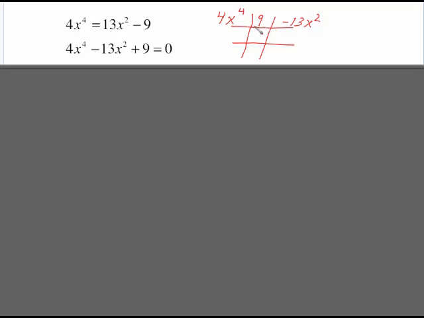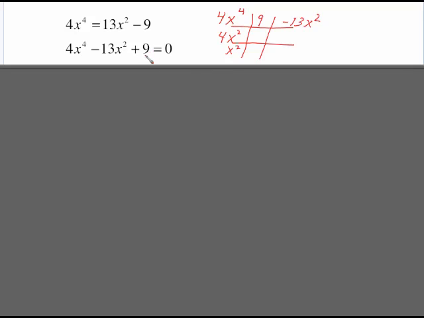Now be careful right off the bat. To get this x to the 4th, I can't just go with x and x. This is going to have to be x squared and x squared. The most logical thing to get 4 is 2 times 2, but that doesn't work. I'm just going to tell you that to save a little time. So this is 4x squared, x squared.